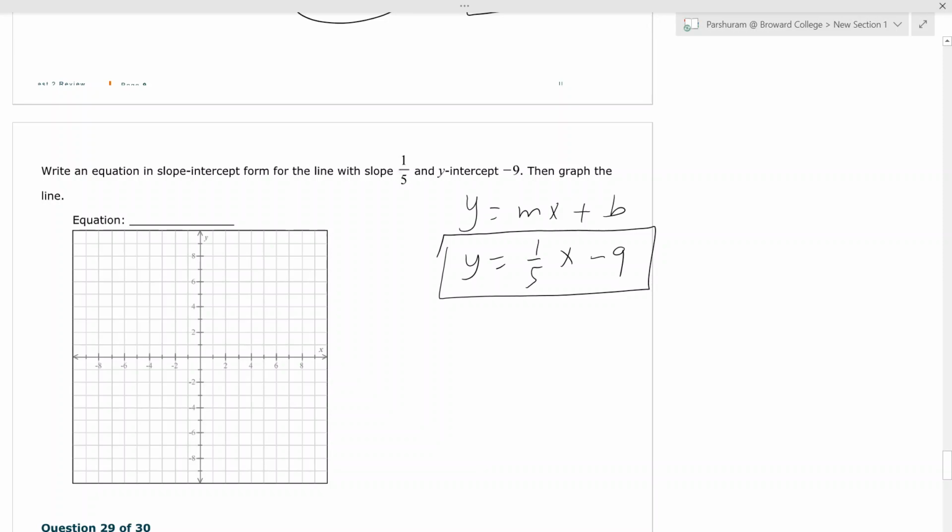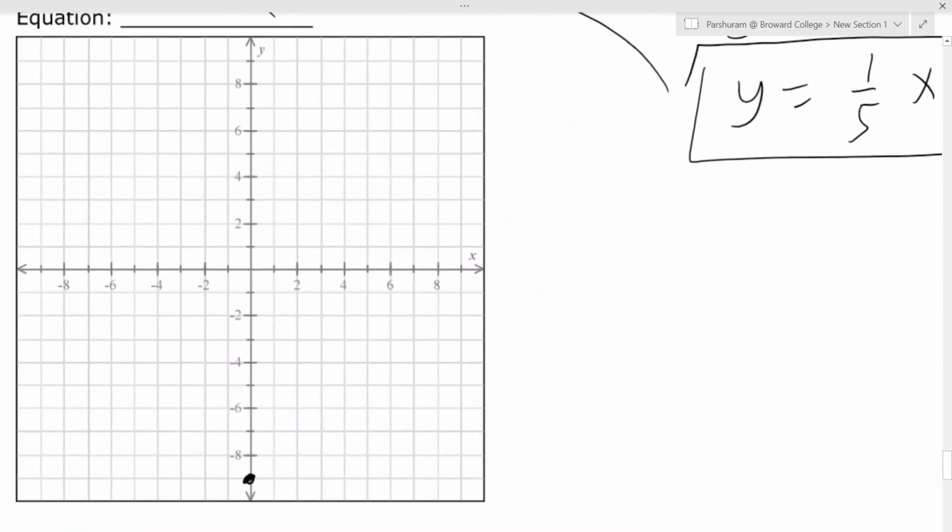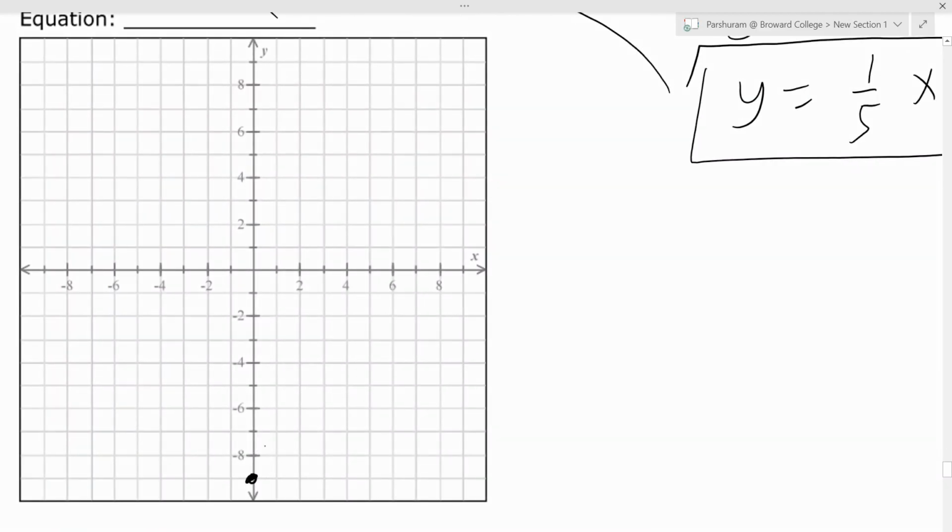Now to plot it, the equation goes here. To plot the graph, you start with the y-intercept -9, so that means -9 is somewhere here, and because the slope is 1/5, it's a rise of 1 unit up and a run of 5 units to the right. 1, 2, 3, 4, 5. So this is our second point on the line. If we join these 2 points, that will give us the graph for the line.